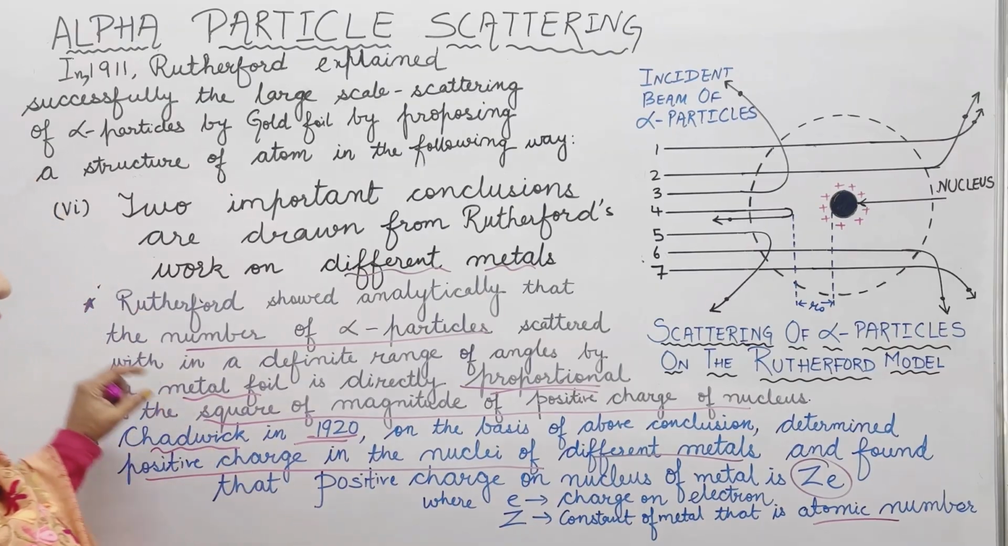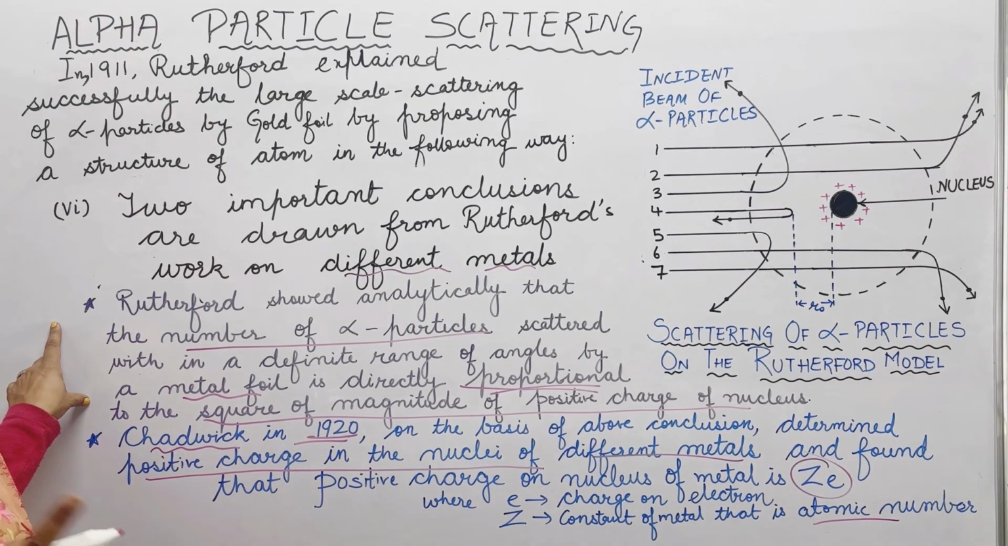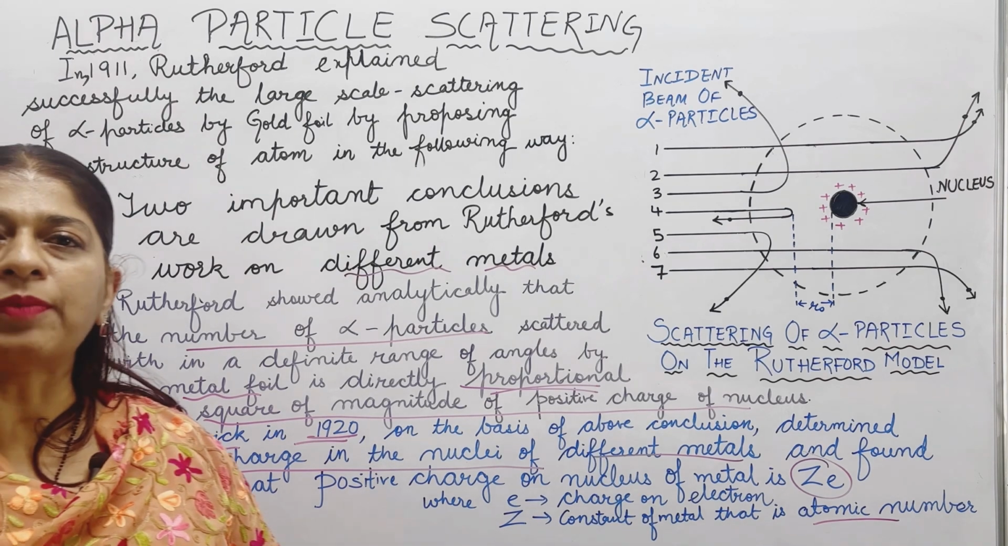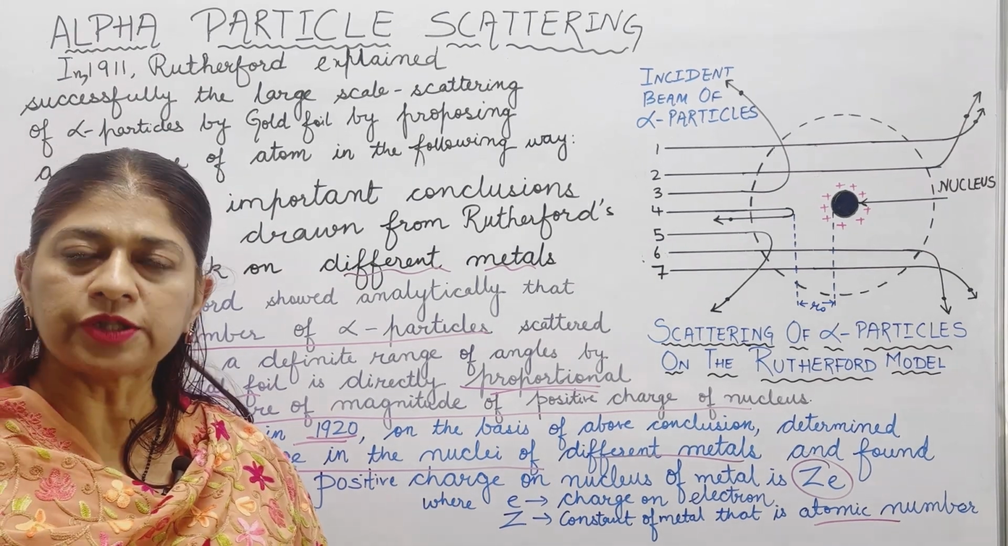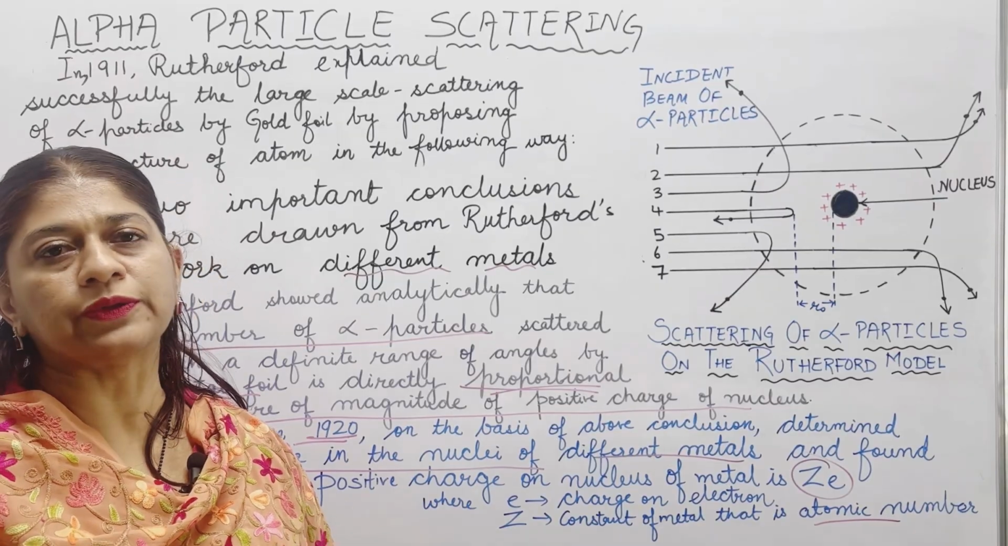So we conclude that the number of particles that are scattered gives us an idea about the nuclei, and different metals have different positive charge on the nucleus.